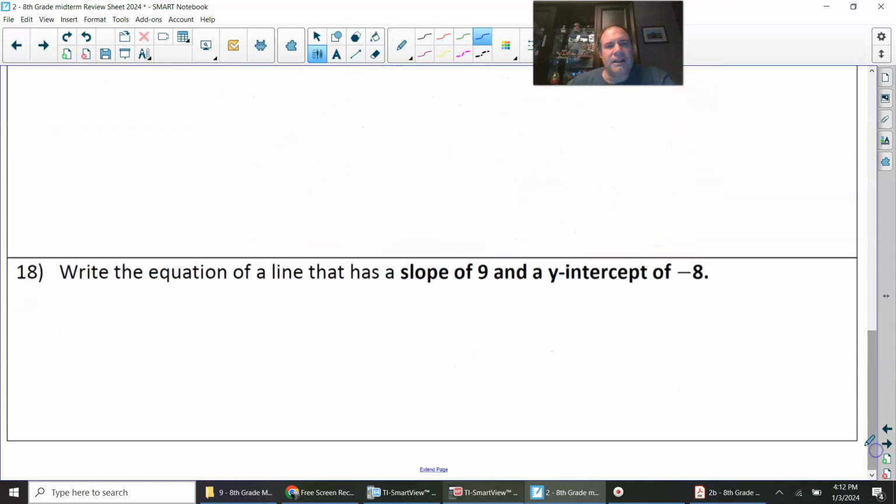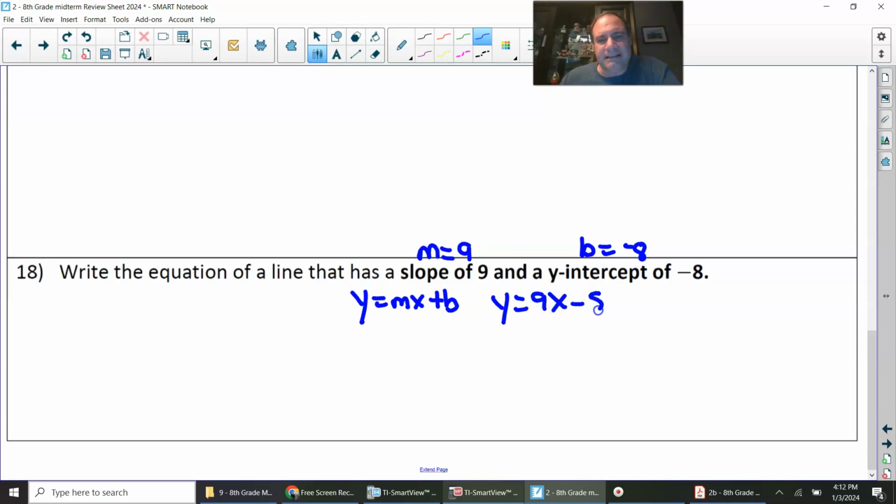Write an equation of a line that has a slope of 9. Slope is m. M is 9. Y-intercept is b, -8. It needs to be in y equals mx plus b format. And so we have y equals, slope is 9x minus 8. That is the answer. Write the equation of that line, and that is finished. This is it.